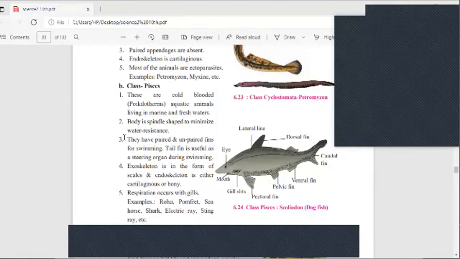Now we'll concentrate on the next feature of this animal: they have paired and unpaired fins for swimming. So here, what type of fins are there? Lateral line you can see here, upside the dorsal fin, here the caudal fin, ventral fin, pelvic fin, and pectoral fin. These are the names of the different kinds of fins in their body. Fins are utilized to swim. Here the important one is the caudal fin, called the tail fin, present towards the posterior end of the body.